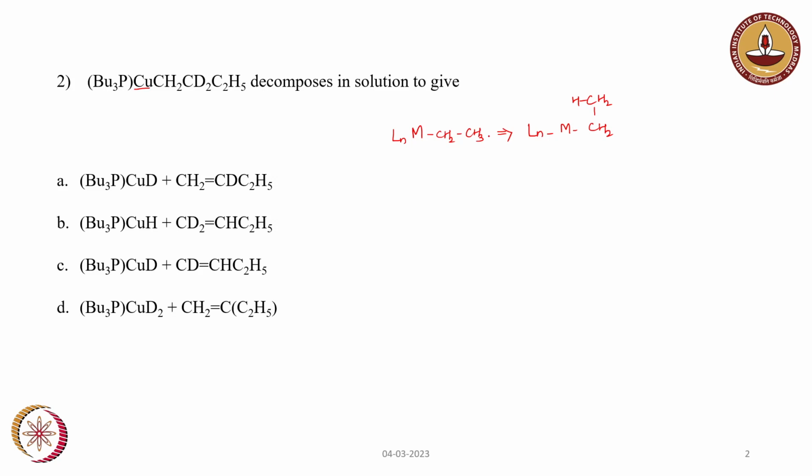So in beta elimination, what happens is that the hydrogen present on the beta carbon to the metal center gets migrated to the metal and an alkene is formed. So here this is the alpha carbon, this is the beta, so this is the beta hydrogen. So this bond breaks. So here a double bond formation occurs and this hydrogen migrates to the metal. So it gives Ln M H plus CH2 double bond CH2. So this is the beta elimination.